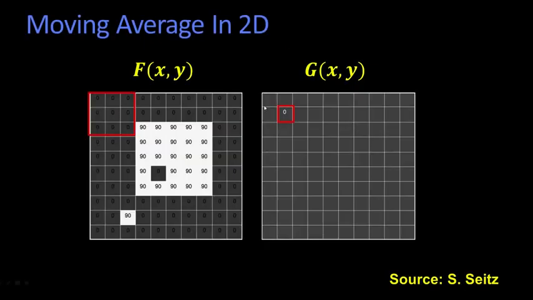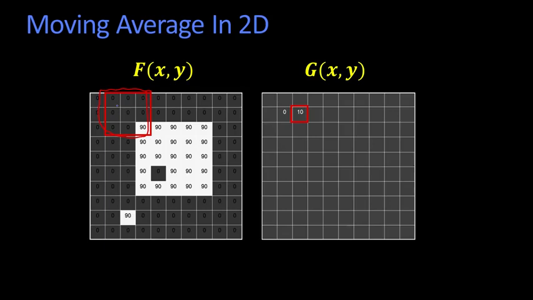Okay, it's 0. So now we move our square over 1. So we move it over here, and we get 0, 0, 0, 0, 0, 0, 0, 0, 90. Okay? What's the average of that going to be? Well, you can think of each of these as being 1/9.